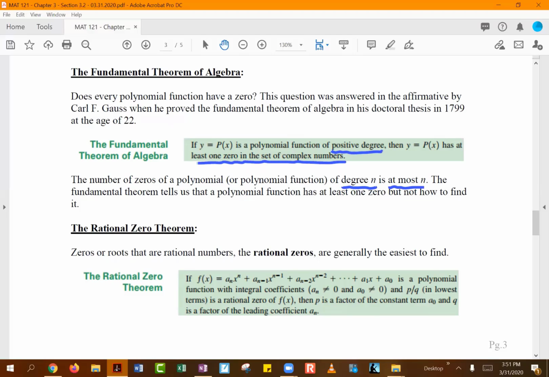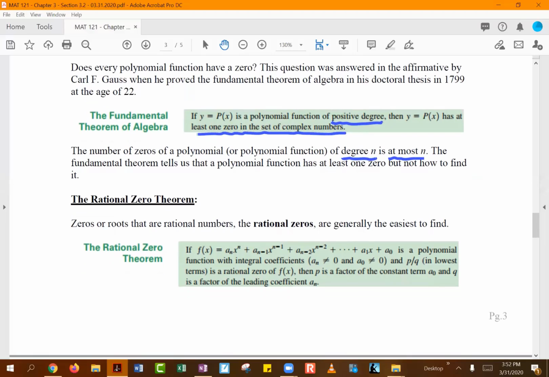And the fundamental theorem will also tell us that a polynomial function has at least 1 zero, which is what we just saw in this little definition box here. But unfortunately, the fundamental theorem of algebra does not tell us how to find it. So this is where we're actually going to be looking at a bunch of different techniques to see how we can find these zeros for our polynomial functions. And so we're going to be running into quite a few different theorems as we keep working through these examples.